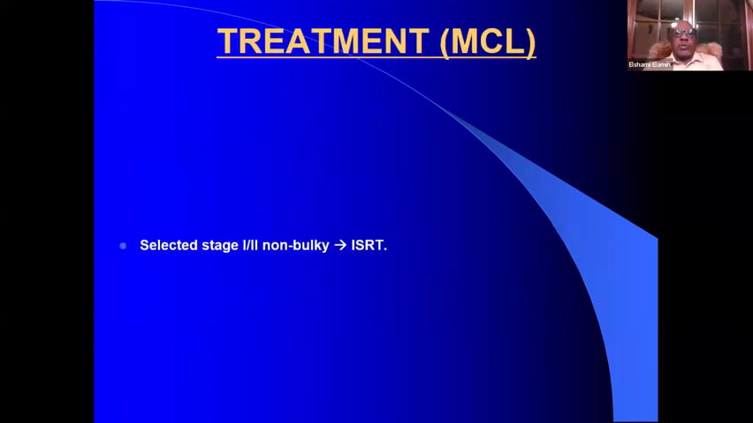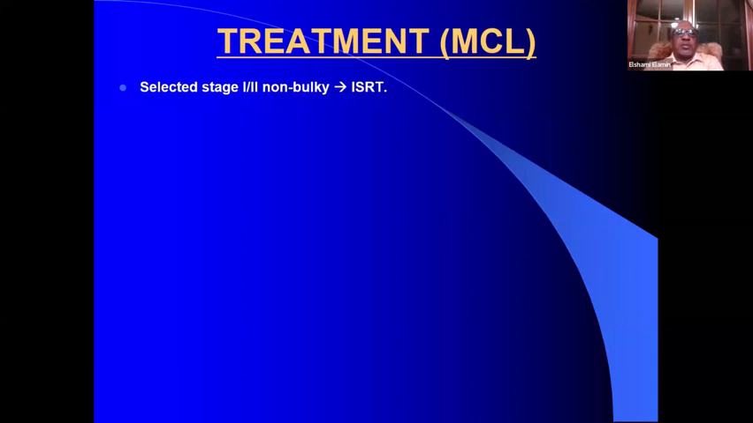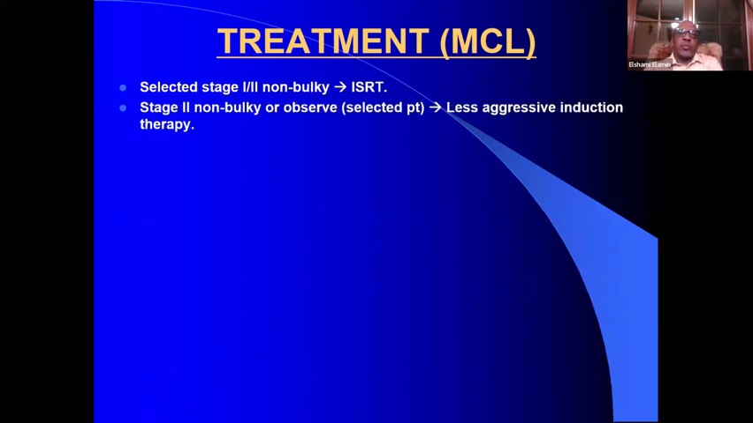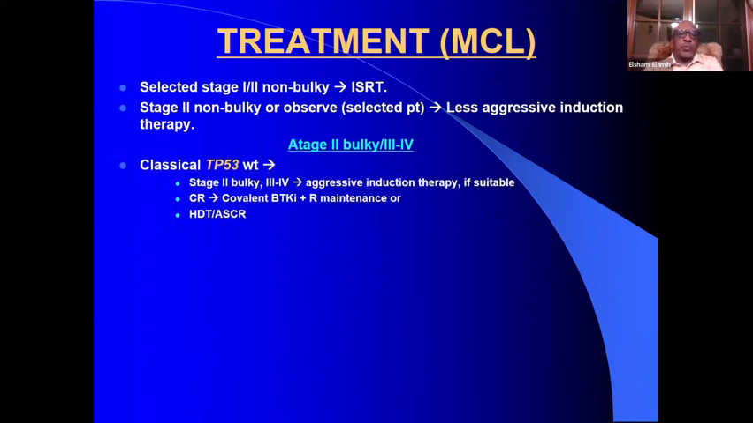So what is the treatment for mantle cell lymphoma? Selected stage 1 or 2 non-bulky, you can give radiation. Stage 2 non-bulky, you can observe or use less aggressive induction therapy. If it is classical TP53 wild type, stage 2A bulky, or stage 3 and 4, aggressive induction therapy, if suitable, and we'll see what we mean by less aggressive and aggressive.